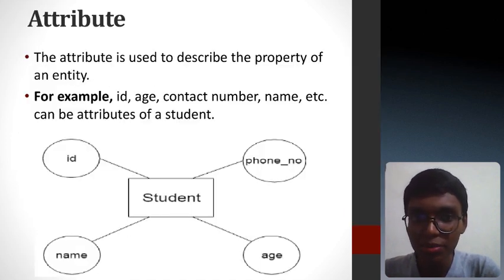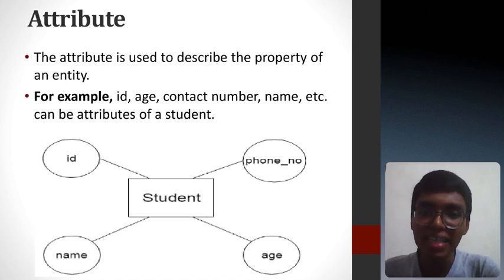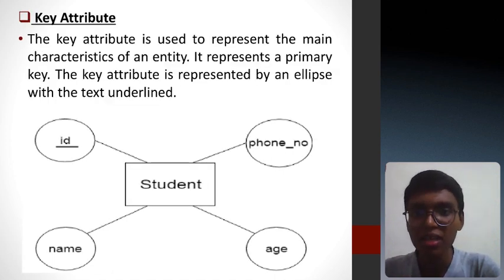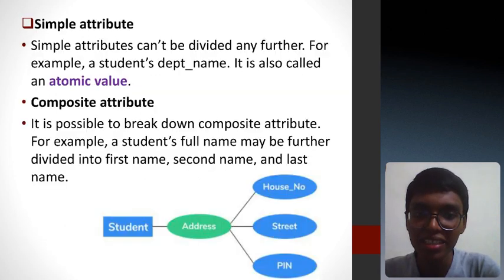Now we will see the attributes. An attribute is used to describe a property of an entity. For example, ID, age, contact number, name, etc. can be attributes of a student. There are key attributes. A key attribute is used to represent the main characteristic of an entity. A simple attribute cannot be divided further, for example the student department name. It is also called an atomic value.